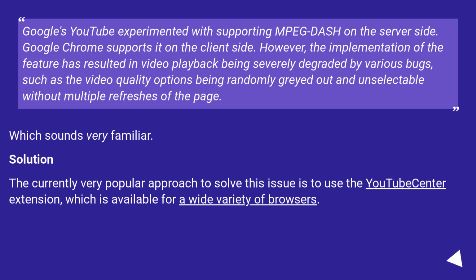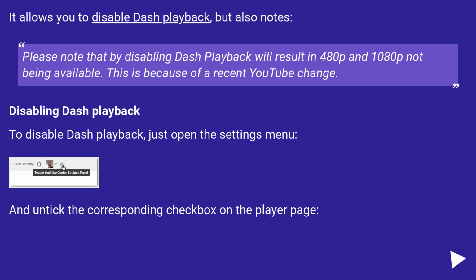The currently very popular approach to solve this issue is to use the YouTube Center extension, which is available for a wide variety of browsers. It allows you to disable DASH playback, but also notes: Please note that disabling DASH playback will result in 480p and 1080p not being available. This is because of a recent YouTube change.